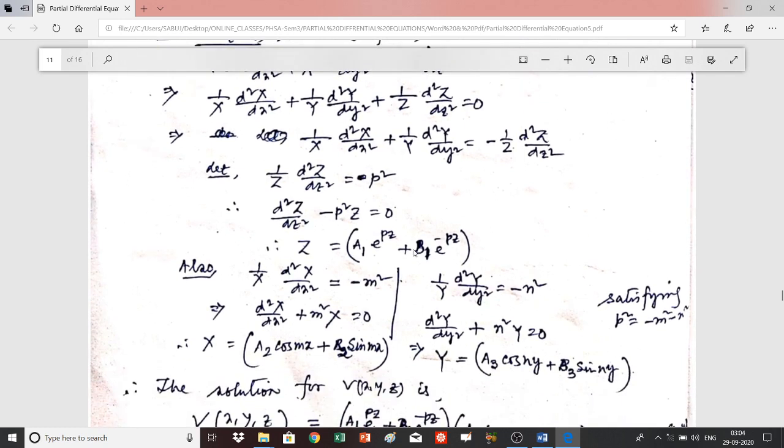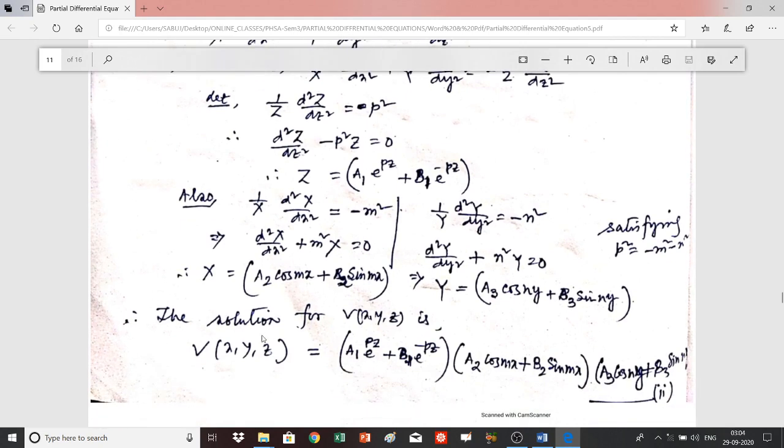Also, these two terms will separately be constants. For the first term, (1/X) d²X/dx² is equal to -m², and for the second one it is taken as -n². Obviously, the condition to satisfy this equation is p² = -m² - n². Now if you solve this, you get X = a2 cos mx + b2 sin mx, and Y = a3 cos ny + b3 sin ny.